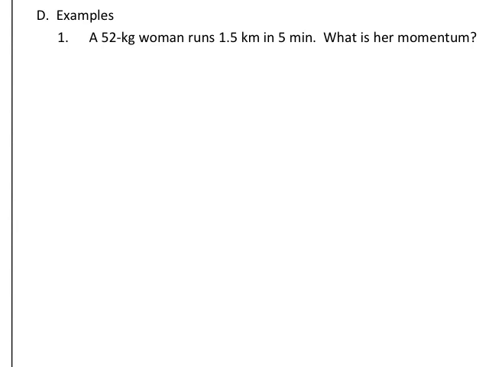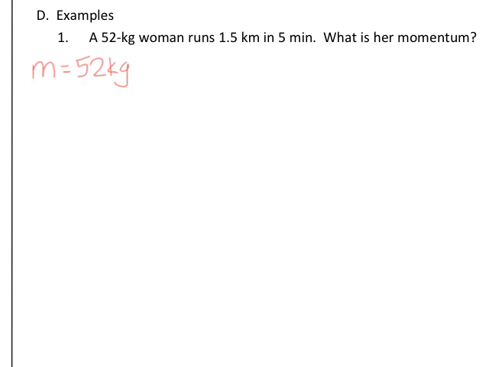In this lesson, we're going to have some example problems and then look at how momentum and impulse are related to each other through graphs. So let's get started. First, we have a 52 kilogram woman running 1.5 kilometers in 5 minutes, and we want to know her momentum. So we know she has a mass of 52 kilograms.